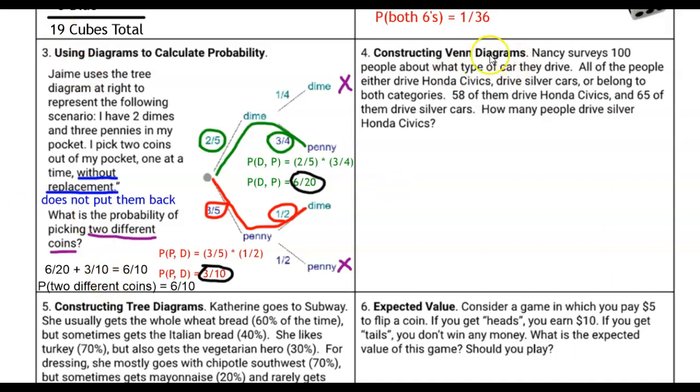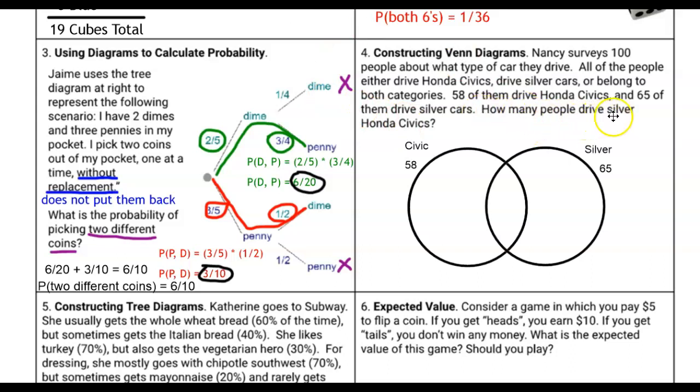Number 4 is constructing a Venn diagram. Nancy's got 100 people, asked about what type of car they drive. It's either Honda Civics, silver cars, or both. Tells me that 58 drive Honda Civics, 65 drive silver cars. How many people drive silver Honda Civics? So the question is really asking how many people drive silver Honda Civics. It's looking for all of the things in this area here.